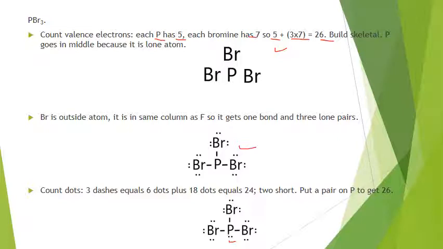The shape. This is going to be trigonal pyramidal because the center atom has a lone pair. So 3 bonds, 1 lone pair, so trigonal pyramidal. The hybrid is sp3, 4 attachments. And this is a polar molecule because it has at least 2 different things attached to the center atom. It has bromine bonds and a lone pair.